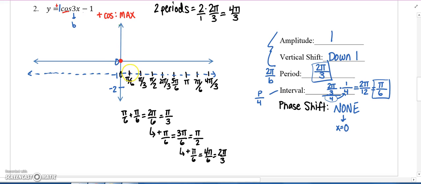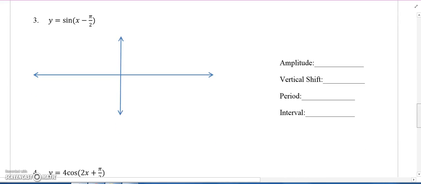And then follow your pattern. Max, middle, min. Middle, max, middle, min. Middle, max. That's my last one. And then just try your best to make it curved. It's difficult, but do the best you can. And there's my graph. Alright, let's see if we can try one more together.